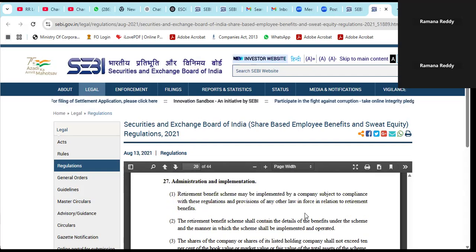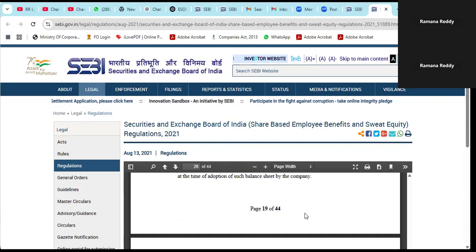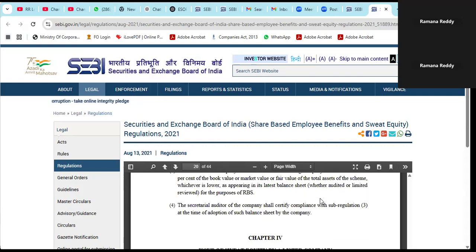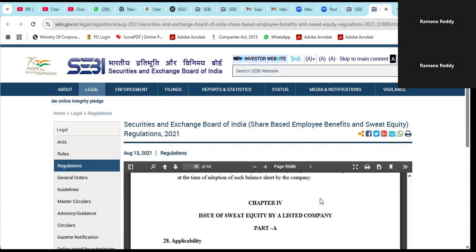This is the administration and implementation of the schemes under Chapter 3 of the Share-Based Employee Benefit and Sweat Equity Regulations. We have discussed Part A, Part B, Part C, Part D and Part E. In total, 5 schemes: the employee stock option scheme, the employee stock purchase scheme, the stock appreciation rights scheme, the general employee benefit scheme, and the retirement benefit scheme. We have discussed the administration of all 5 schemes. Thank you. Next, we are going to discuss Chapter 4 on sweat equity shares in another video. Thank you.